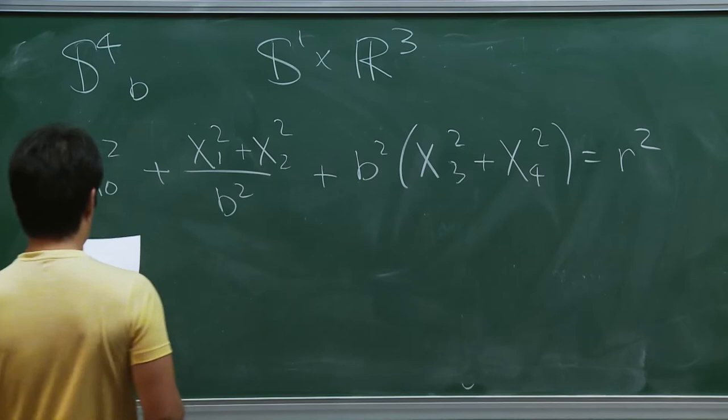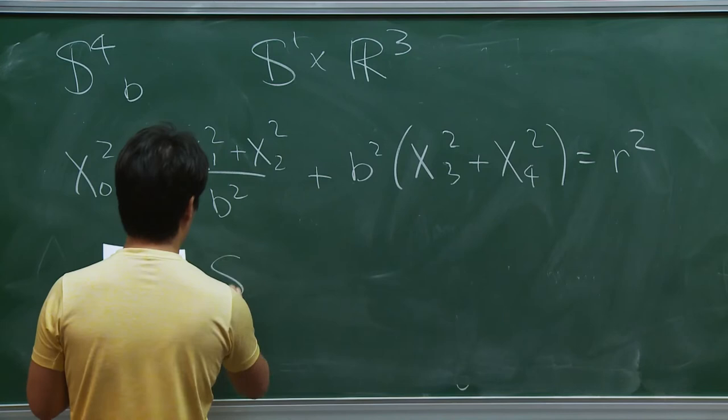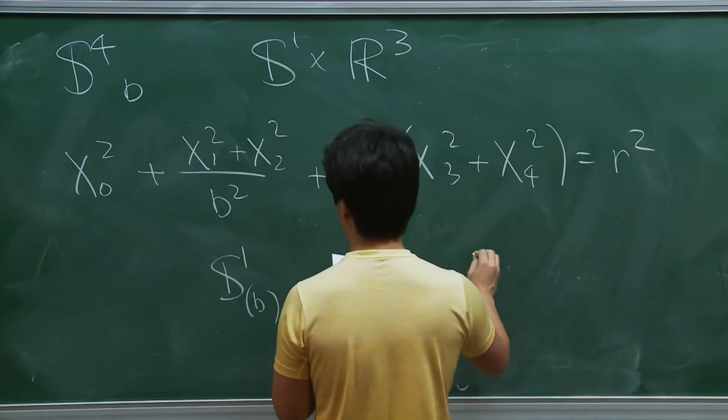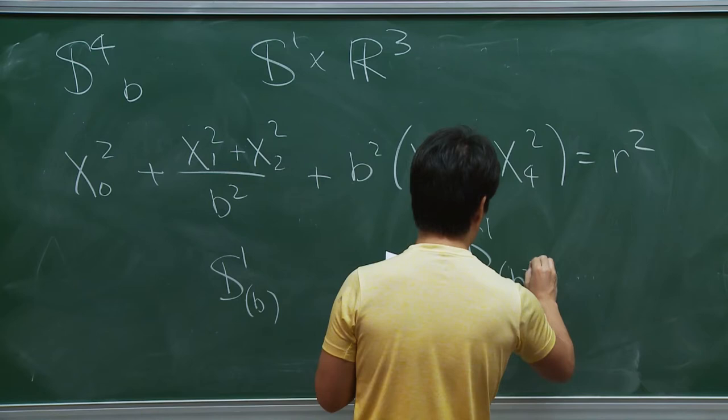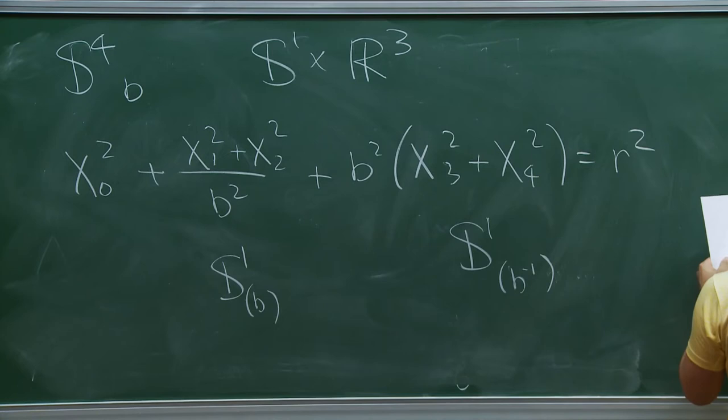You have two locations where you can place line operators. So you can have one S1, and you can have another S1, which I denote S1B and S1B inverse, in the 1, 2 and 3, 4 planes. You can put loop or line operators there, okay? And the localization calculation has essentially been done.